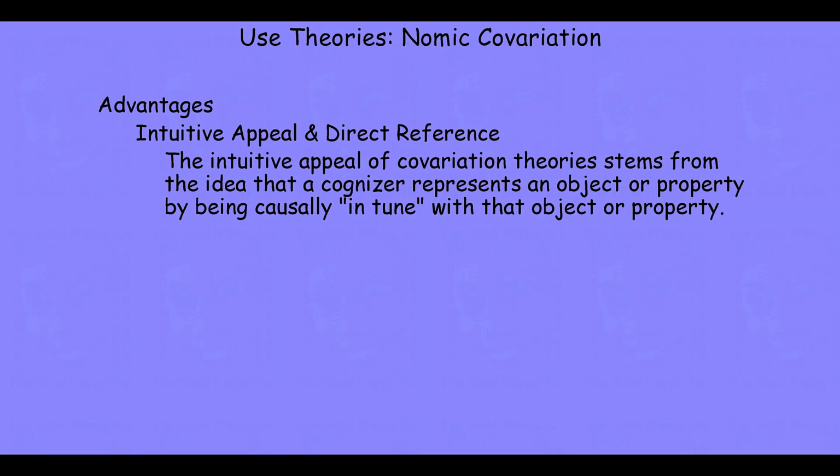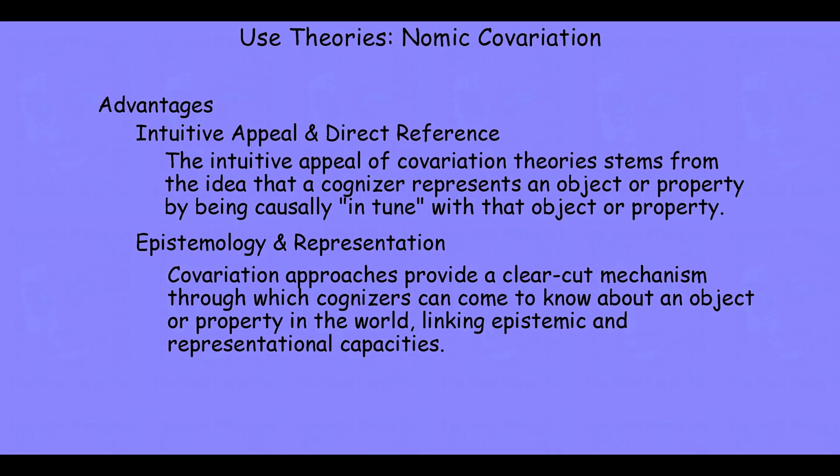And if you are attracted to that kind of account as an account of meaning, then you might well find this intuitively appealing. The second kind of argument that an advocate might offer up for gnomic covariation is similar in nature. On this view, covariation approaches provide a clear-cut mechanism through which cognizers can come to know about an object or property in the world through that causal connection. And this links the epistemic and representational capacities of a cognizer. The idea here is that it provides a means by which we can understand representation as reaching out and connecting the cognizer to the world for the purposes of cognition, that is, of coming to know things.